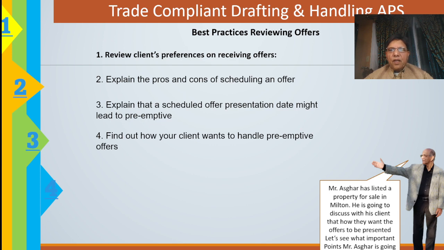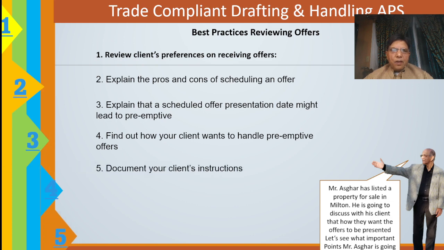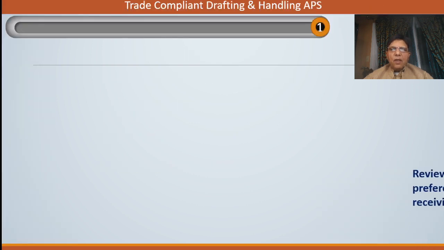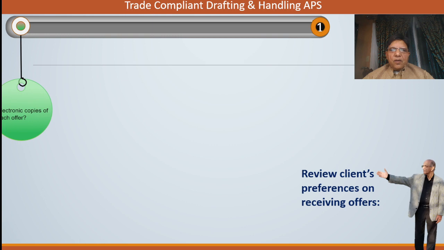Find out how your client wants to handle preemptive offers. So that is another thing which you need to look into. And document your client's instructions. Once you're sitting with them, you're talking to them, whatever the instructions given, document them. Now, number one is review client's preferences, how they want to look into the offers.